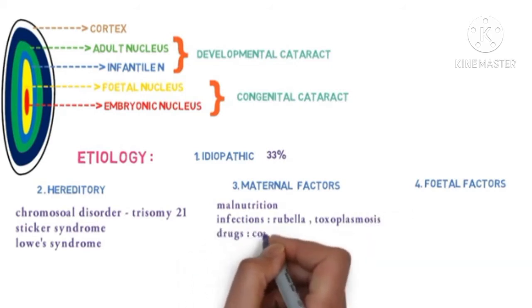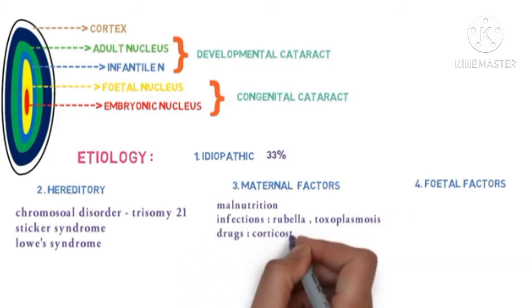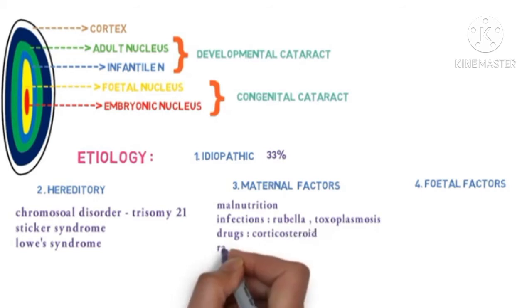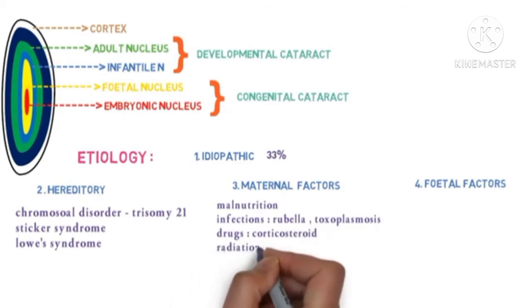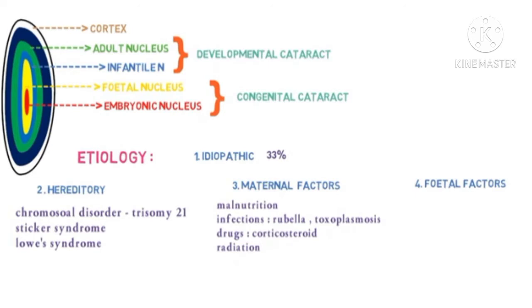Drugs like corticosteroids can cause developmental or congenital cataract, and it can be due to radiation. We have a simple mnemonic with which we can easily remember the maternal factors, that is DREAM. D for drug injection, R for radiation, I for infections, and M for malnutrition.